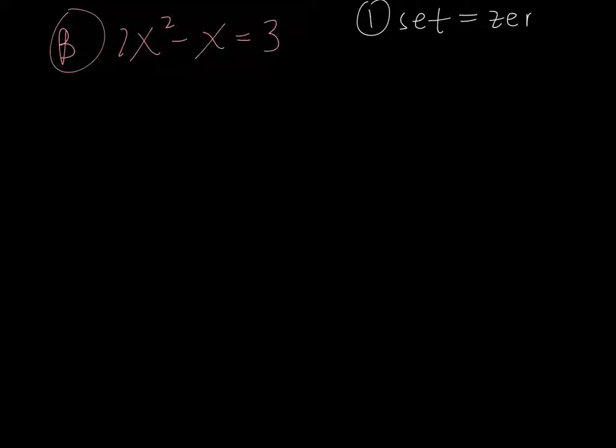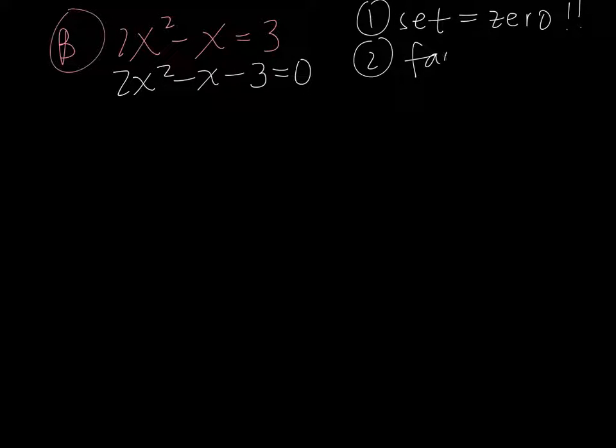Let's do another one. 2x squared minus x equals 3. Now you see here that it is not set equal to 0. So your first task, if it's not already done, is to always set it equal to 0. So I go ahead and do so. And then, if you can, factor.